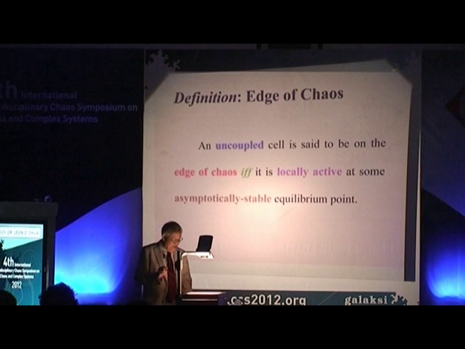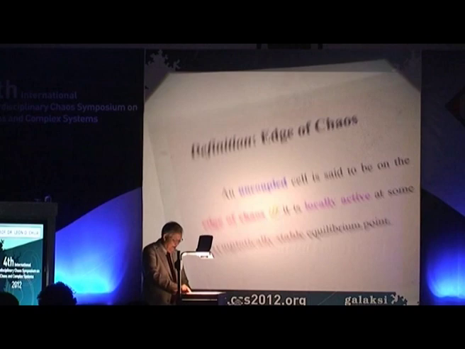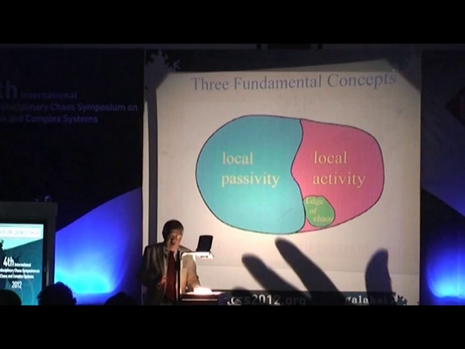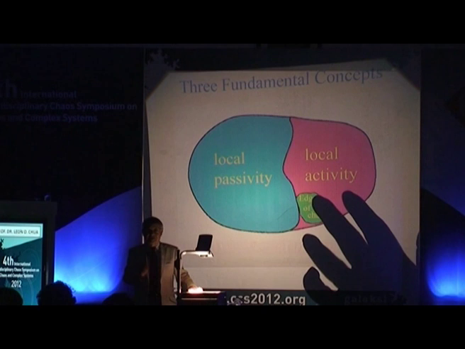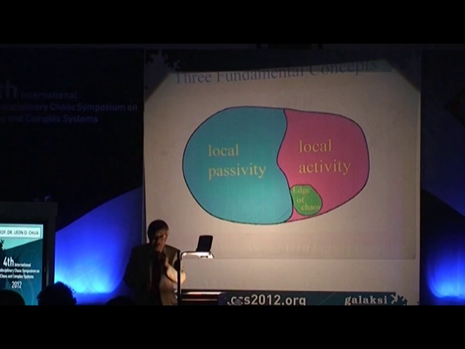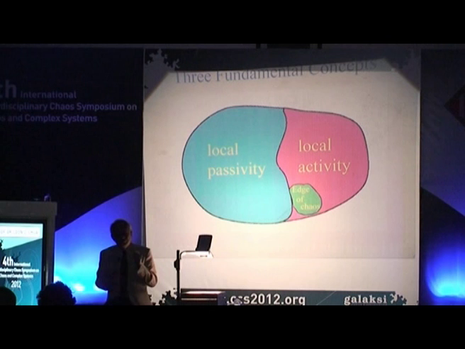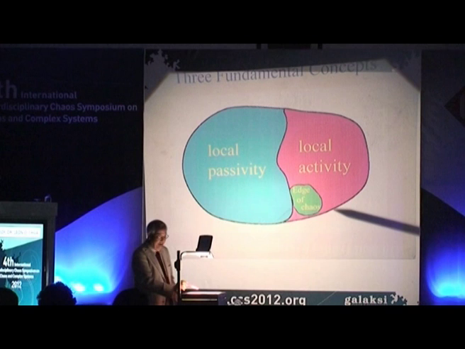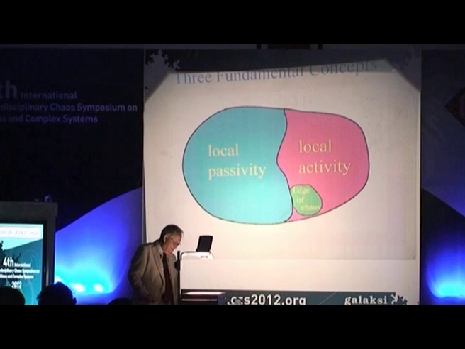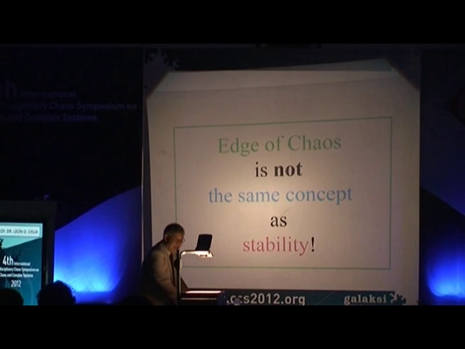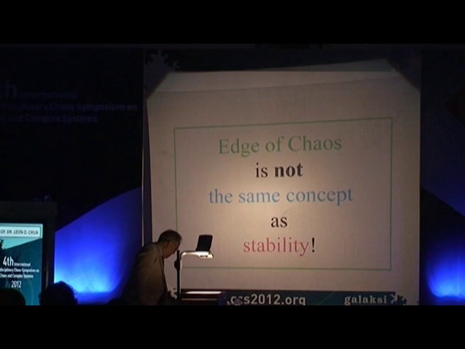So the edge of chaos, first of all, has to be locally active, but it is a deeper kind of local activity. So now coming back to this picture of the universe, all devices are either locally passive or locally active. But within the locally active region, there is a subset, typically a very small subset. That's what makes it interesting. A very small subset, and unless you have a theory, you will never understand. And that subset is called the edge of chaos, which is the subject of my talk today. And edge of chaos, on the other hand, is not the same concept as stability, because you say it's stable, and yet why does it become unstable when you make it even more dissipative?